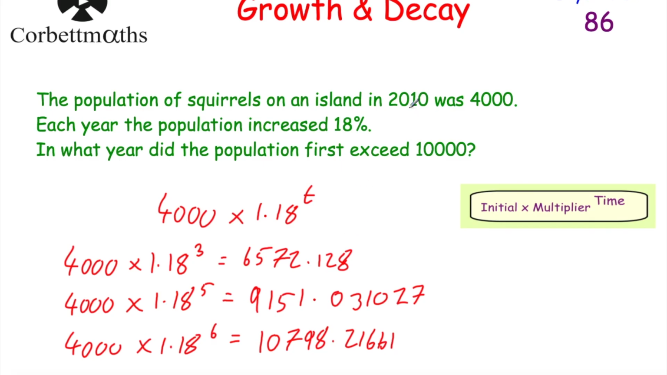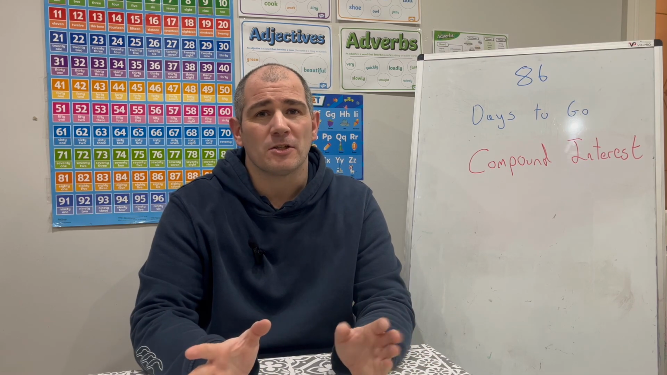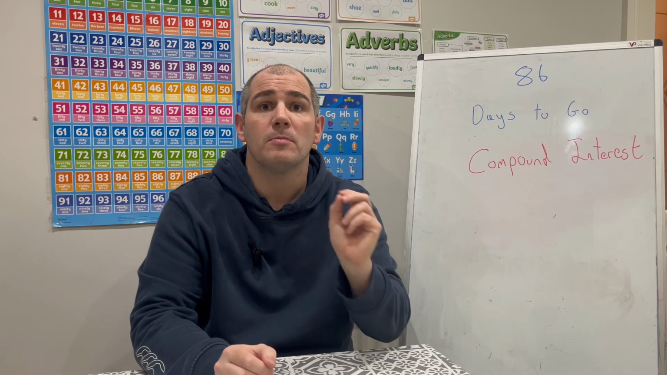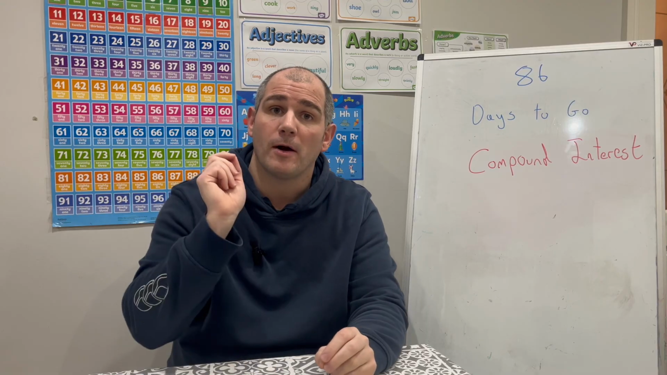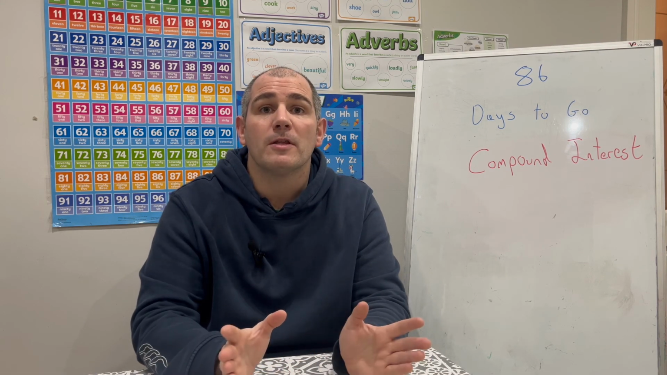So let's work out what that would be. 2010 was the beginning, so you've got 2011, 12, 13, 14, 15, 16. So it'll be 2016. So that's the first year where the population of squirrels exceeds 10,000. And that's it. So this has been the video on compound interest. I really like this topic. So compound interest, remember, it's initial multiplied by the multiplier to the power of time, and that'll help you with these compound interest questions.